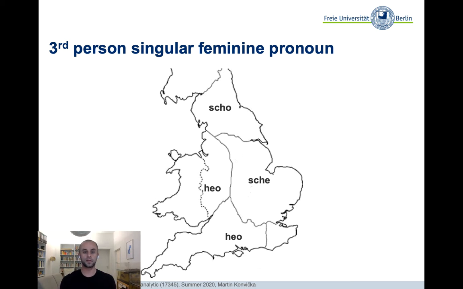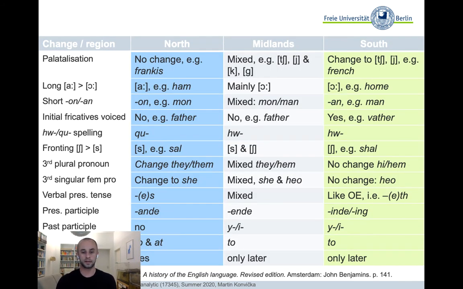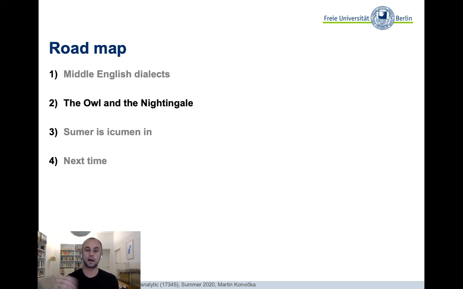Now if you look at the third person singular feminine pronoun, what we now know as she, we will see that in the southern varieties and in the West Midlands varieties, we actually have the original, older, more archaic Old English form heo, whereas in the North and East Midlands, we find a more innovative form, scho or she. So again, this innovation goes from the north towards the south. Right, so here is a short overview. Again, this is everything to be found in the text that you're supposed to read in preparation for our next session. And now let's have a look at the text of The Owl and the Nightingale.